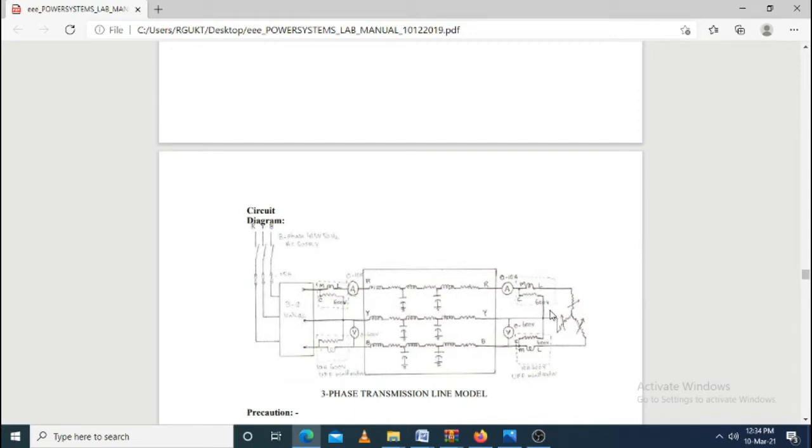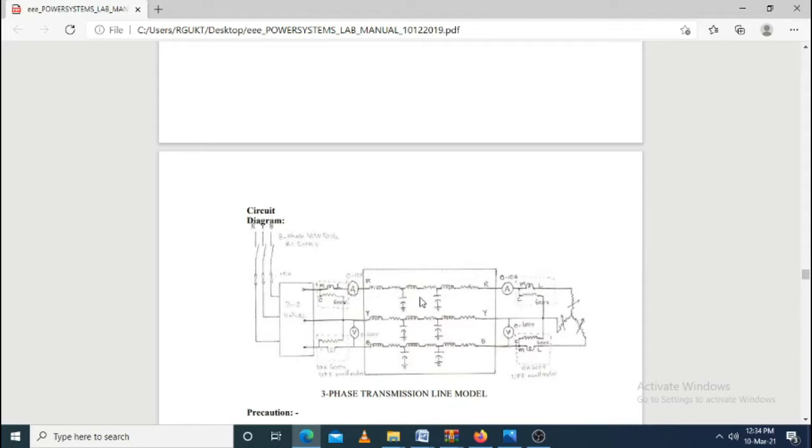So the terminal voltage is higher. Why? Because more reactive power is given to the line, so the receiving end voltage is higher than the sending end voltage. This is also a problem, so we go for compensation networks.